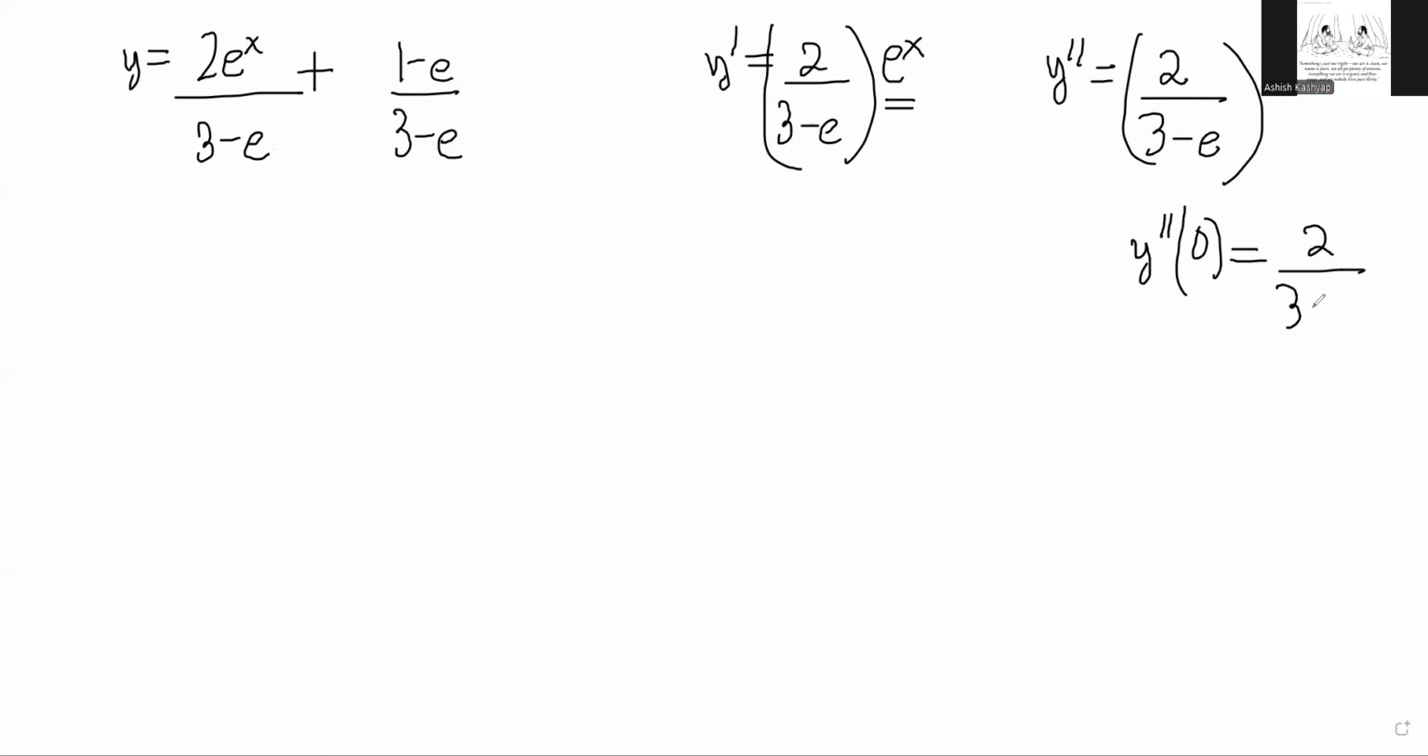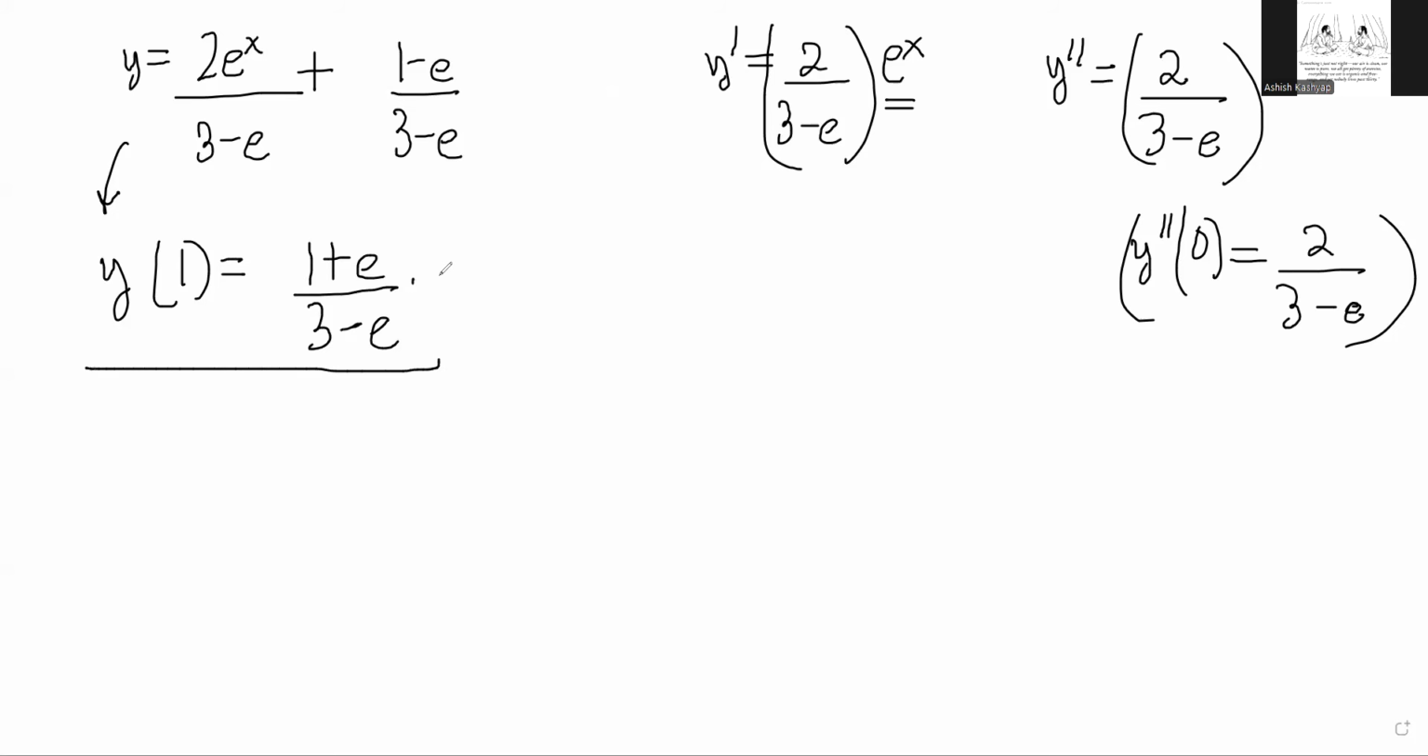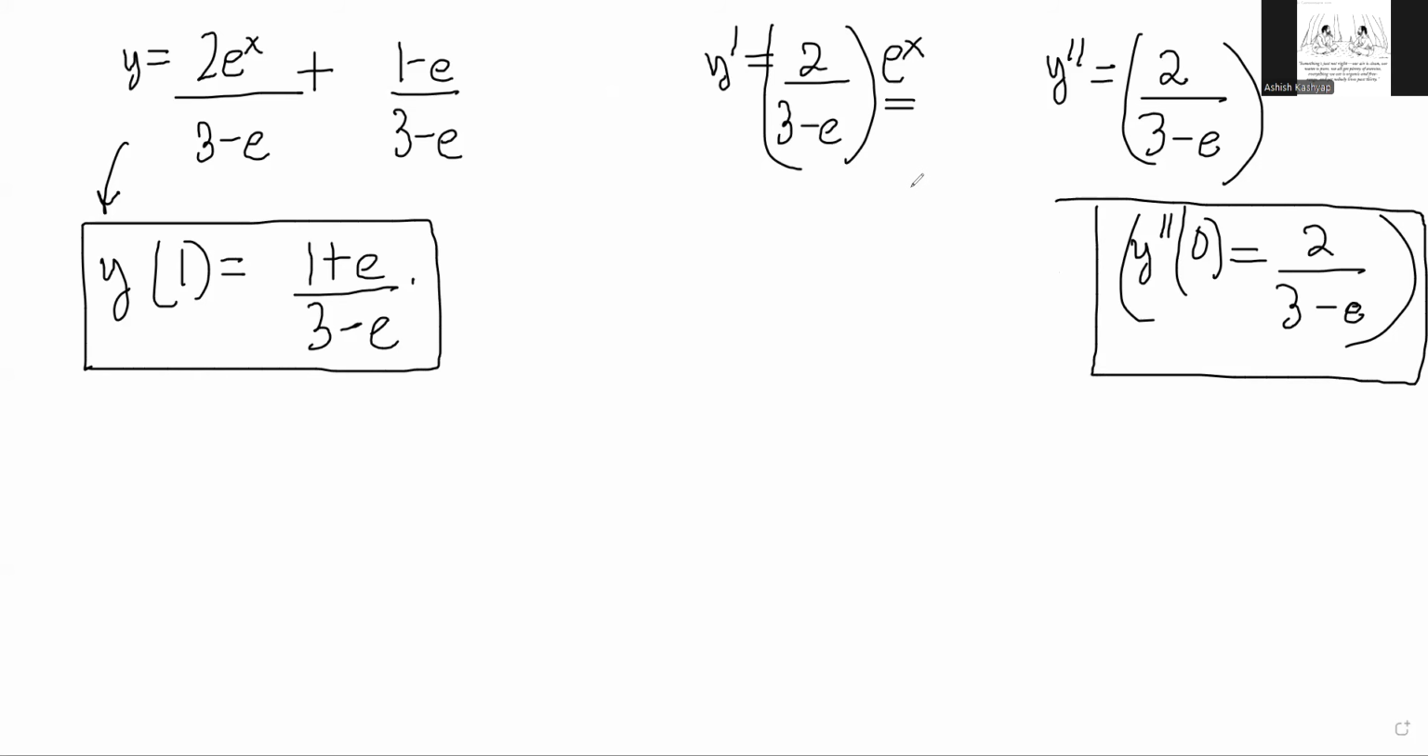So now that we know y dash and y double dash, we can check y double dash at 0 is 2 by 3 minus e. We can also check from here that y of 1 is equal to (1 plus e) by 3 minus e. These are two of the options, okay? This is option A, by the way, and this is option B.